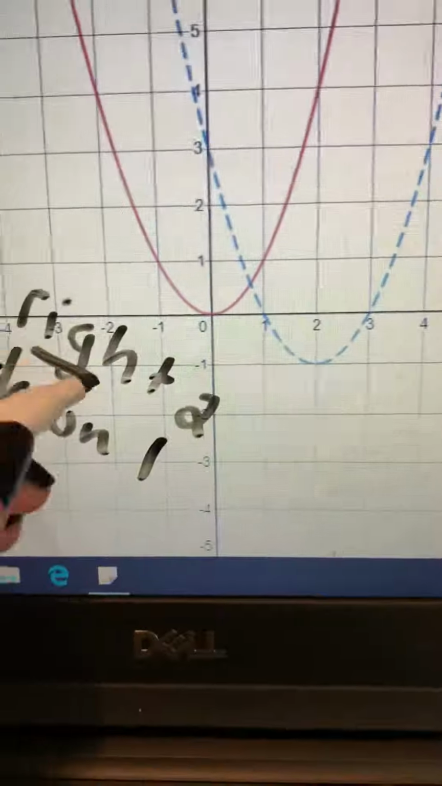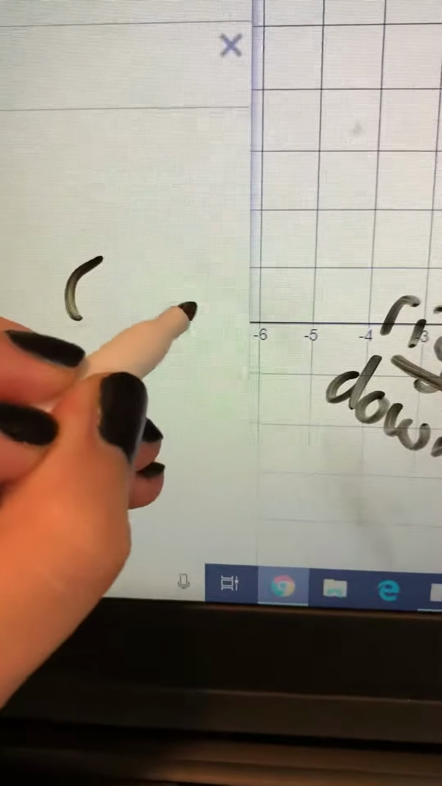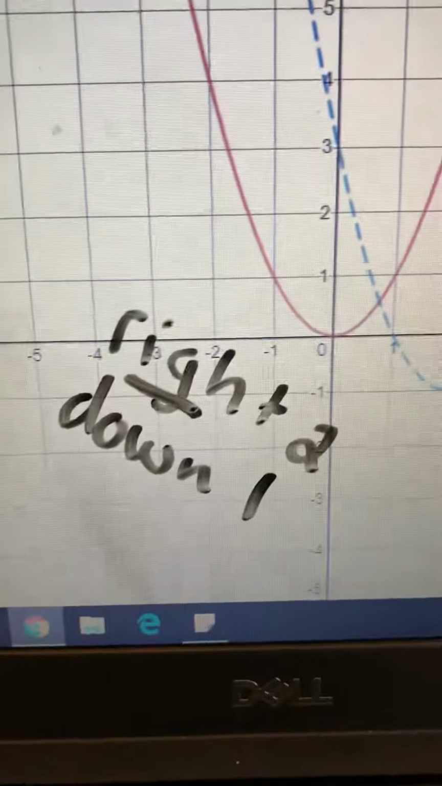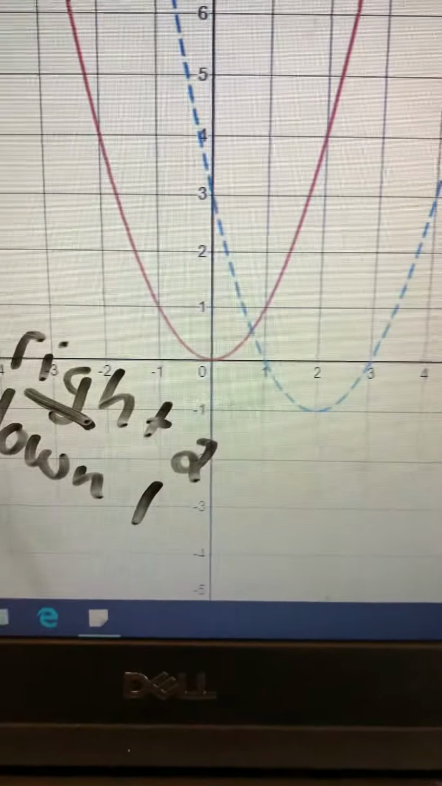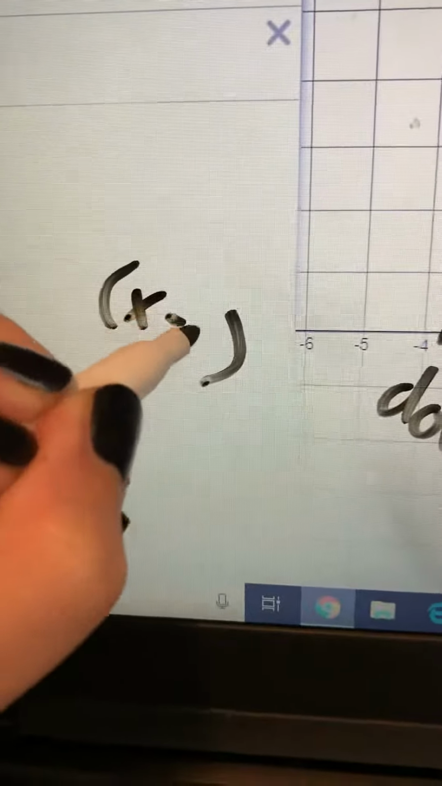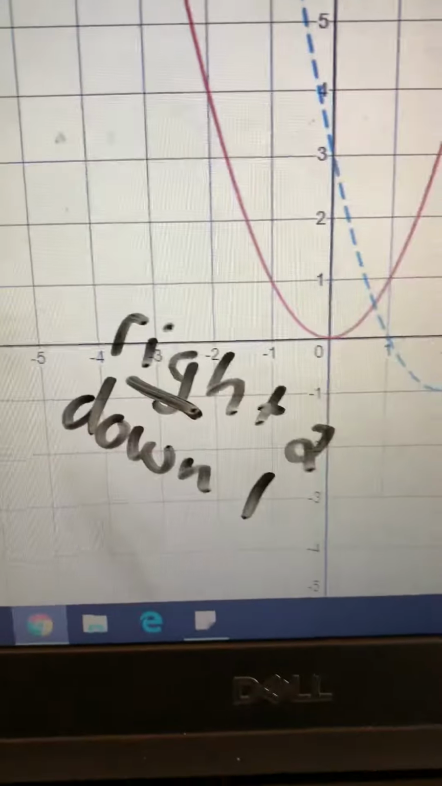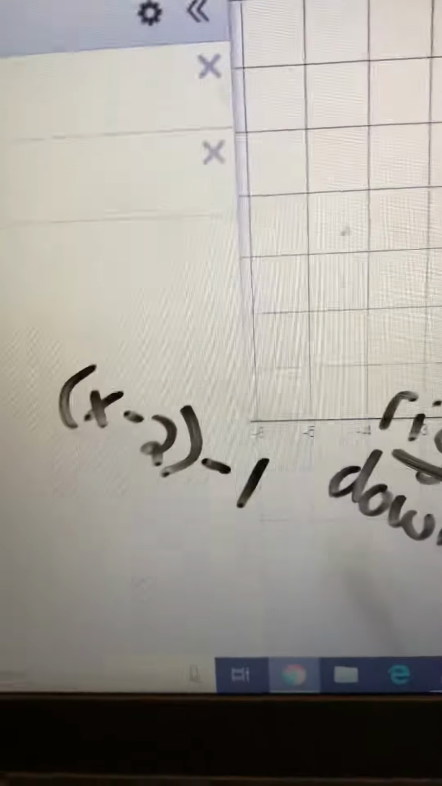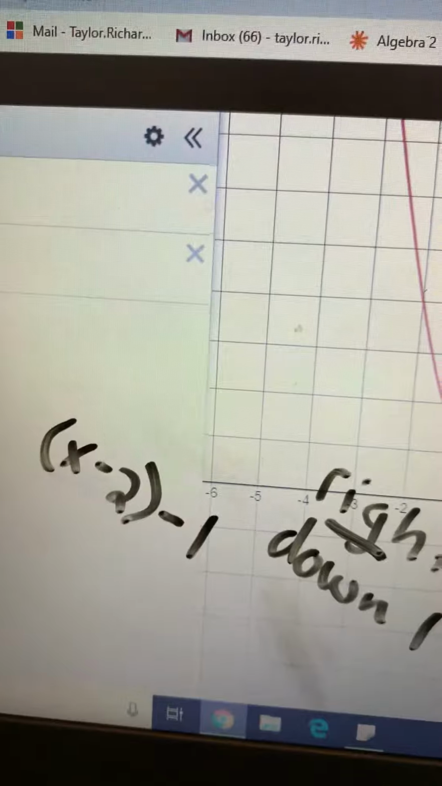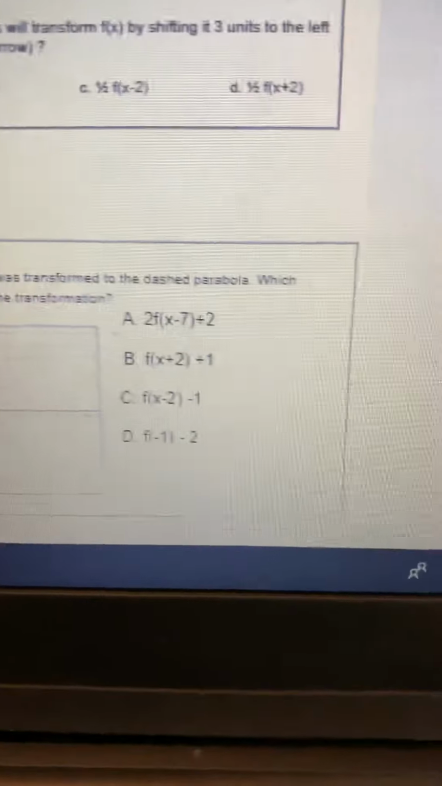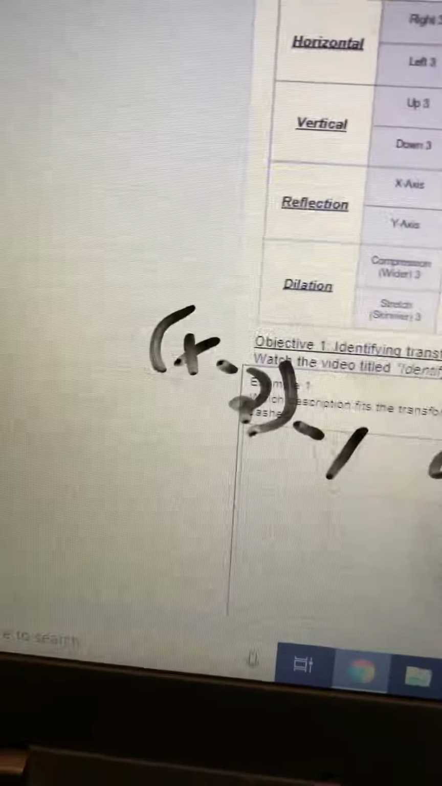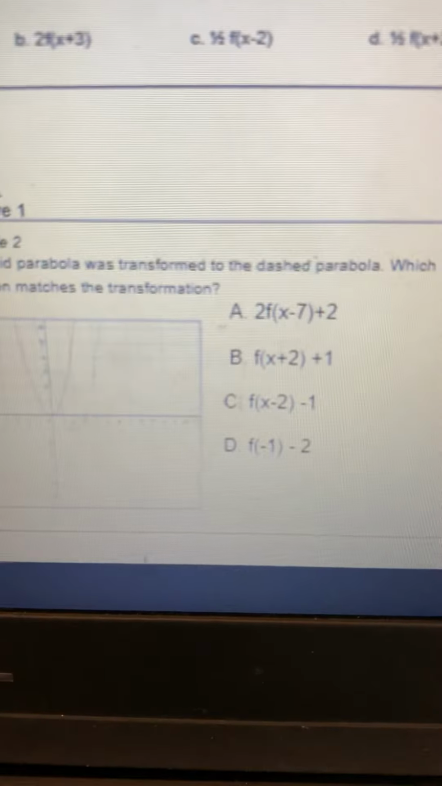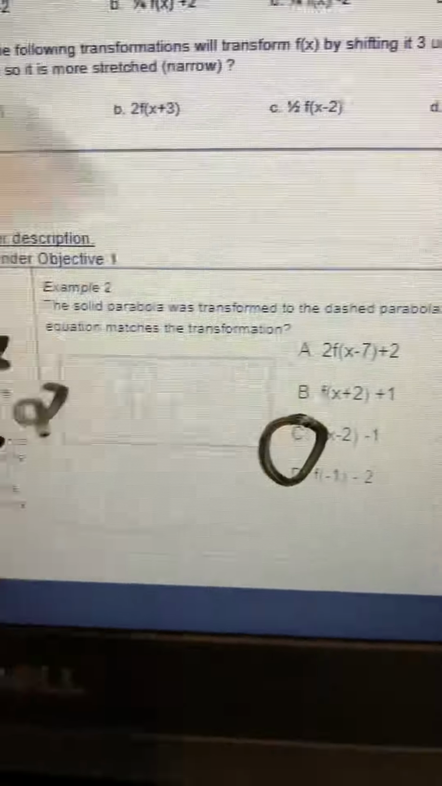Now, whenever I see a right or left, I know that my transformation is going to have parentheses. Inside that parentheses, if it's going right 2, what's going to be in my parentheses is the opposite. So it's actually going to be x minus 2, the opposite. And then I can't forget about that down 1, which is always just going to be at the end of my equation, a minus 1. So let's go back to my answers and see which one looks like that. The answer that looks like x minus 2 in parentheses minus 1 is going to be C. So my answer for this one is C.